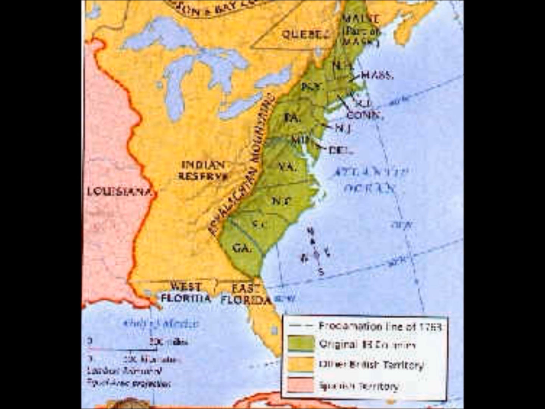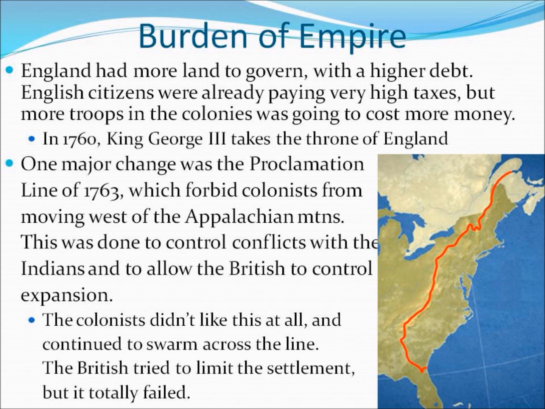They felt that they had fought the French to gain this territory. Why should they not be able to go and have access to it? This land was unsettled. It was very cheap. Well, unsettled in the sense that the only people there were Native Americans, but it was very cheap.